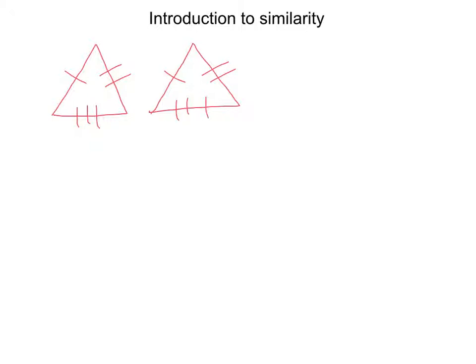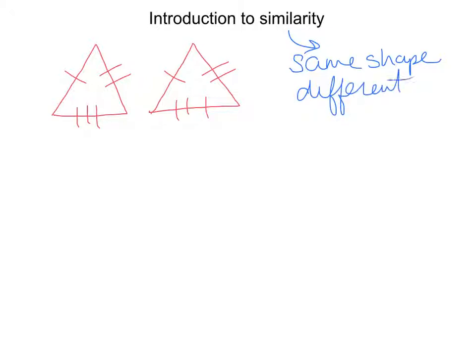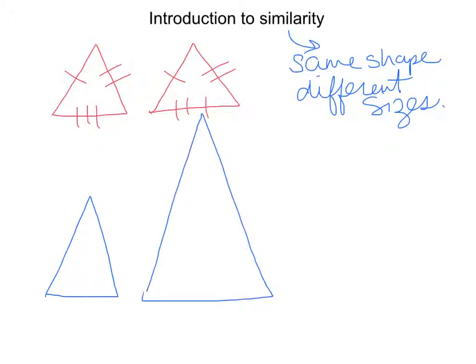Same size and shape. Similar, however, means similar shapes have the same shape but can have different sizes. So if I have this triangle, and then I have this triangle, they have the same shape but different sizes. Now we have to be really careful about what we mean by same shape. This can be troublesome.